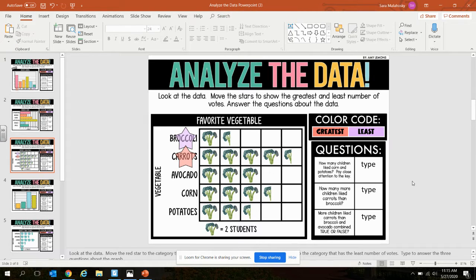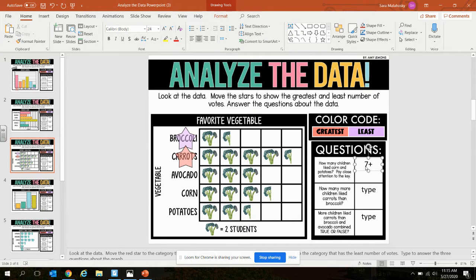How many children liked corn and potatoes? So let's look at corn. Now it's got 1, 2, 3.5 pictures. But remember what I said? Pay attention to what the picture means. There's 2 students for each picture. So we need to count by 2s every time we see a full picture. Let's go back to corn. 2, 4, 6, and this is half of a picture. So that's 7.